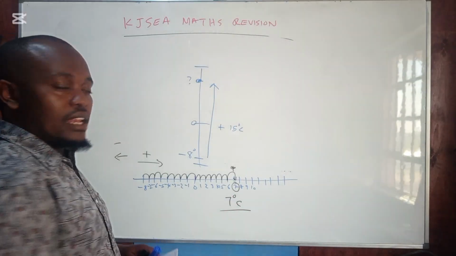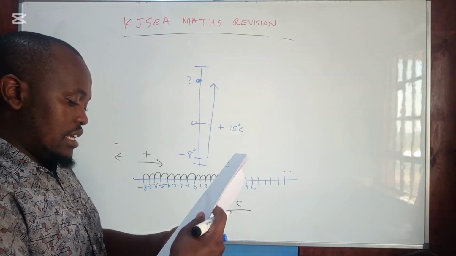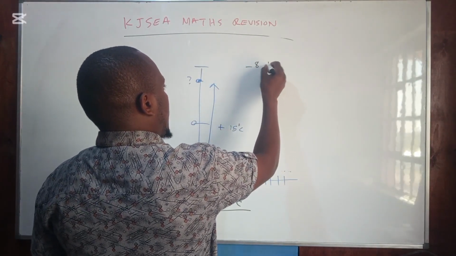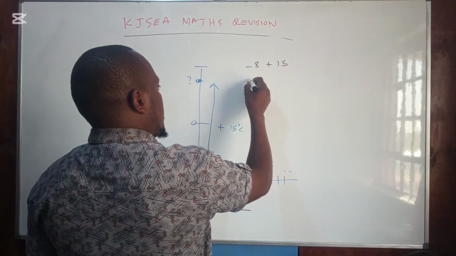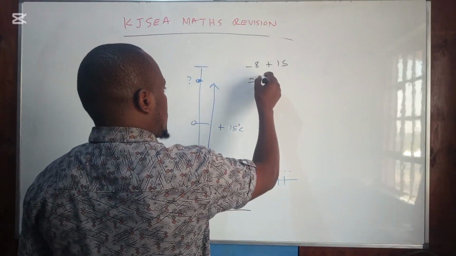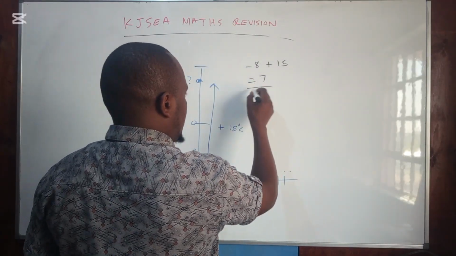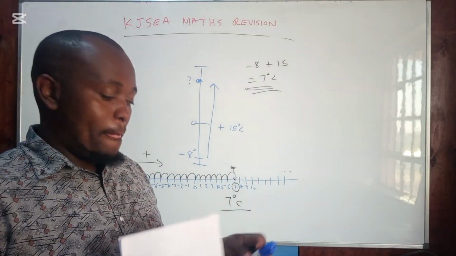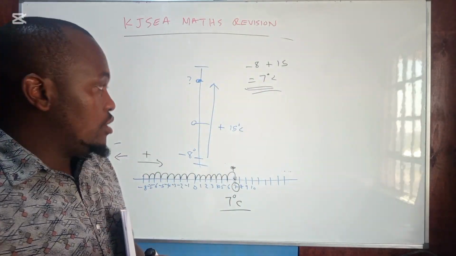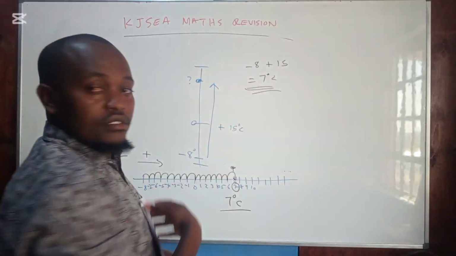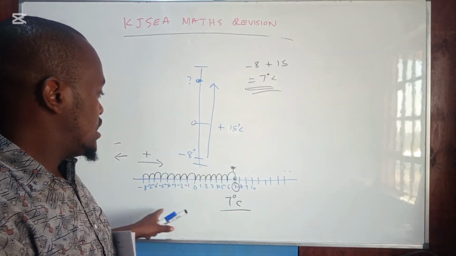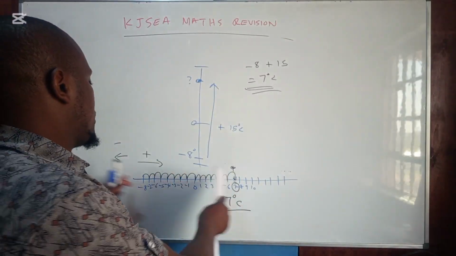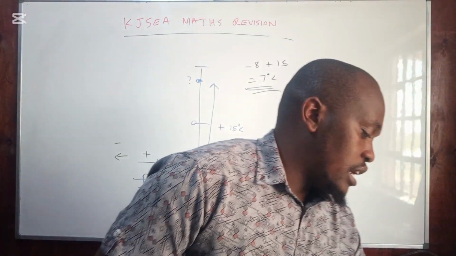But you have to use the number line. They did not ask you to use a number line. So you could just write -8 plus 15. And this one gives you 7, +7. Yes, so if you don't know how to solve this, I have shown you using the number line. So when you are adding, you go to the positive side. When you are subtracting, you go to the negative.